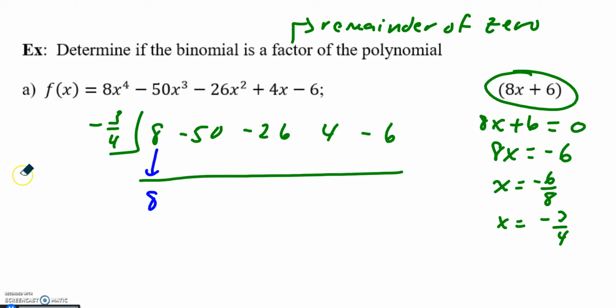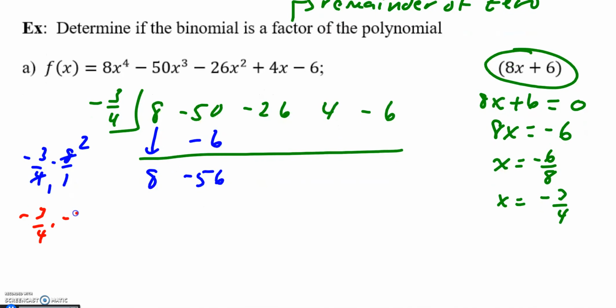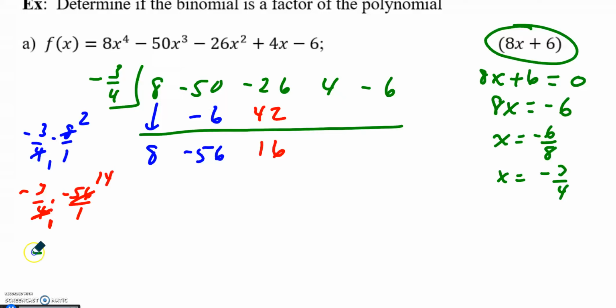If I carry down the 8, if I do negative 3/4 times 8 over 1, 4 goes into 8 twice, I'd be left with negative 6. And combining down, I get a negative 56. If I take negative 3/4 times negative 56 over 1, 4 goes into 56 14 times. Negative 3 times negative 14 would be a positive 42. If I combine 42 with negative 26, I would get a positive 16. Then if I multiply negative 3/4 times 16 over 1, 4 goes into 16 4 times. Multiplying would get me a negative 12. Combining down is a negative 8.